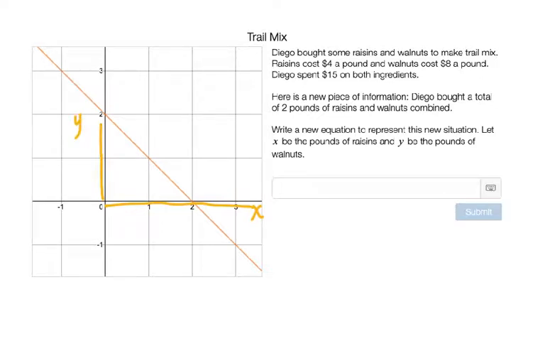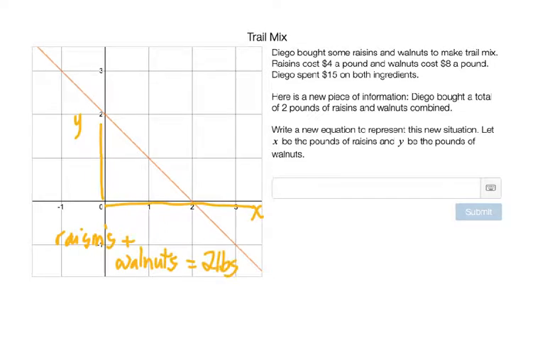Okay, but I do notice that we've got this orange graph. All right, so here's a new piece of information for us. It says he bought a total of 2 pounds of raisins and walnuts combined. So he bought a total of 2. So when I figure out raisins, and I'm just jotting this down, and walnuts together, he bought 2 pounds.